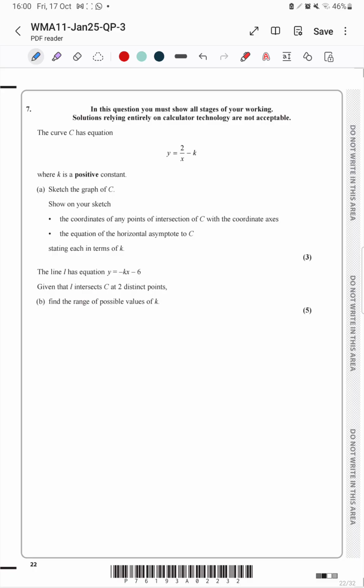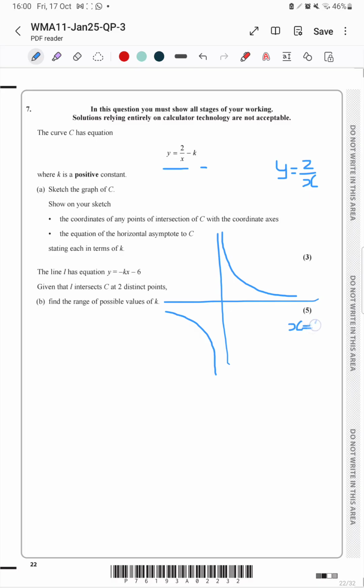Now we have the curve C, which has the equation y is equal to 2 over x minus k. In general, if you see y equal to 2 by x, this is a reciprocal graph equation, and it looks something like this. These kinds of equations have asymptotes also: x equal to 0, y equal to 0. These are the asymptotes. It passes through (1, 2), and (minus 1, minus 2) also.